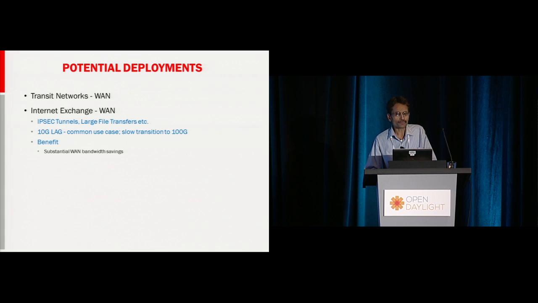So potential deployments, we have seen a lot of interest. There we have seen transit networks and internet exchange, especially in WAN, where you have IPsec tunnels and large file transfers. So it seems like 10 gig LAG is a very common use case, and there is a very slow transition to 100 gig. Right? It's very slow, and there this can deliver substantial WAN bandwidth savings. And in fact, in the IETF, if you do see, there is a composite link work in that direction. In fact, bundling your 10 gig and 100 gig to ease the transition.